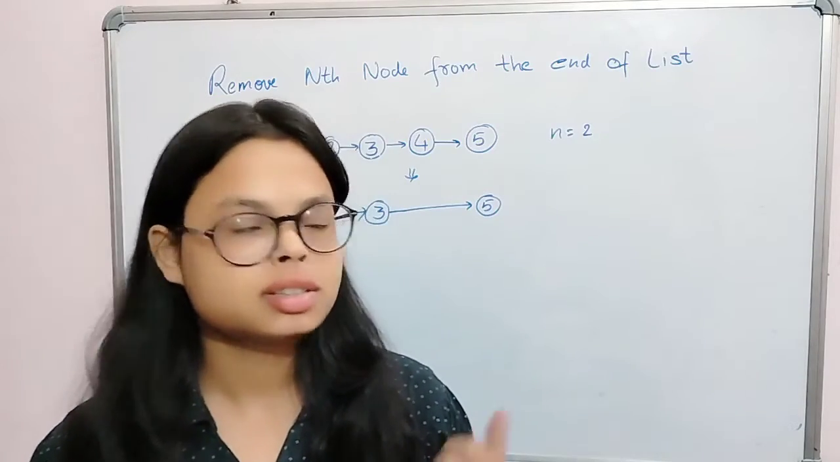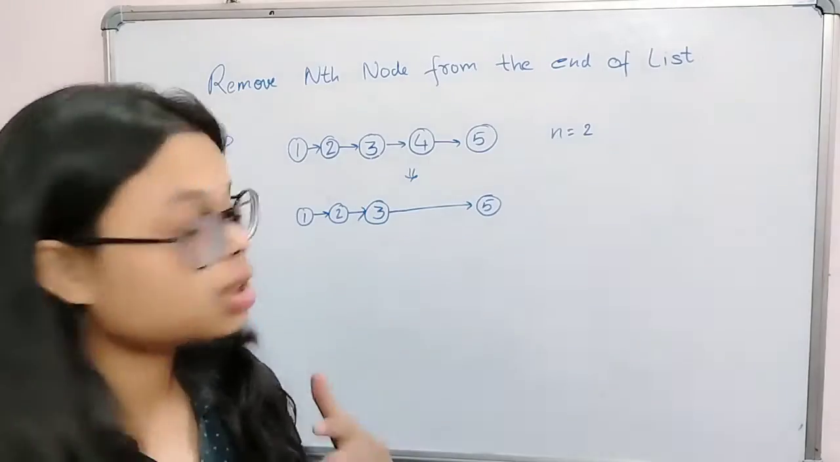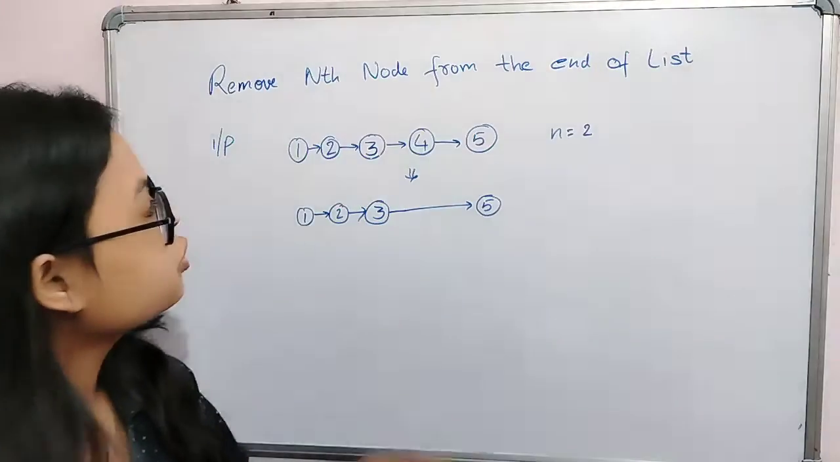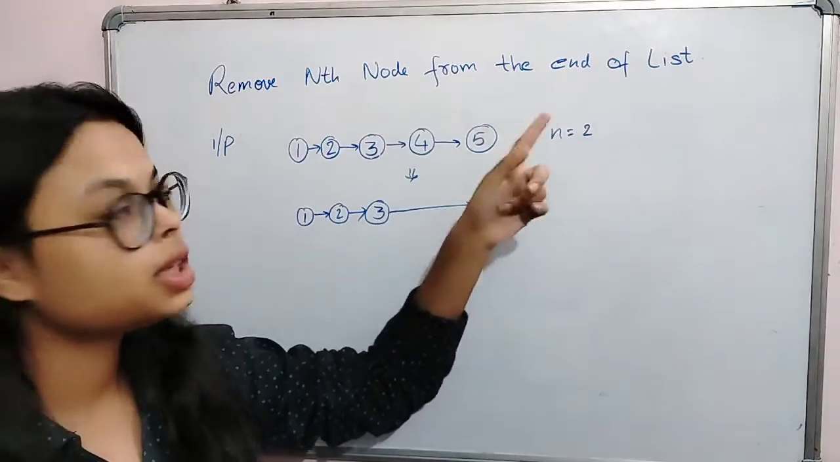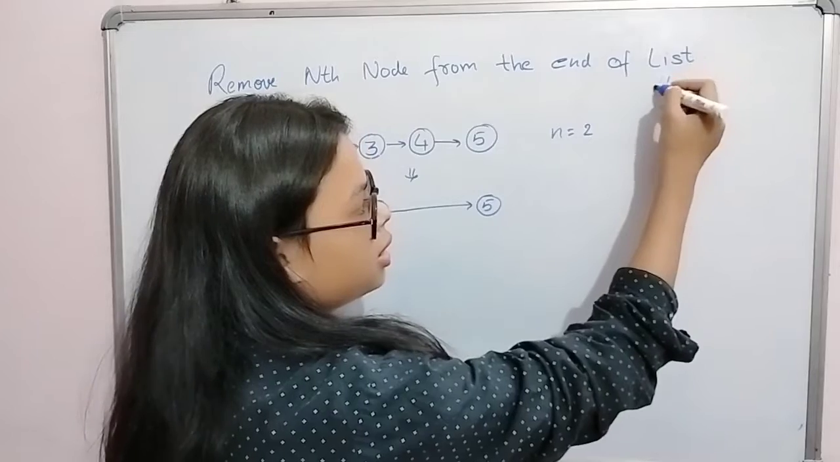So let's see today's Leetcode challenge. Today's challenge is to remove the nth node from the end of the list. The list is a linked list.